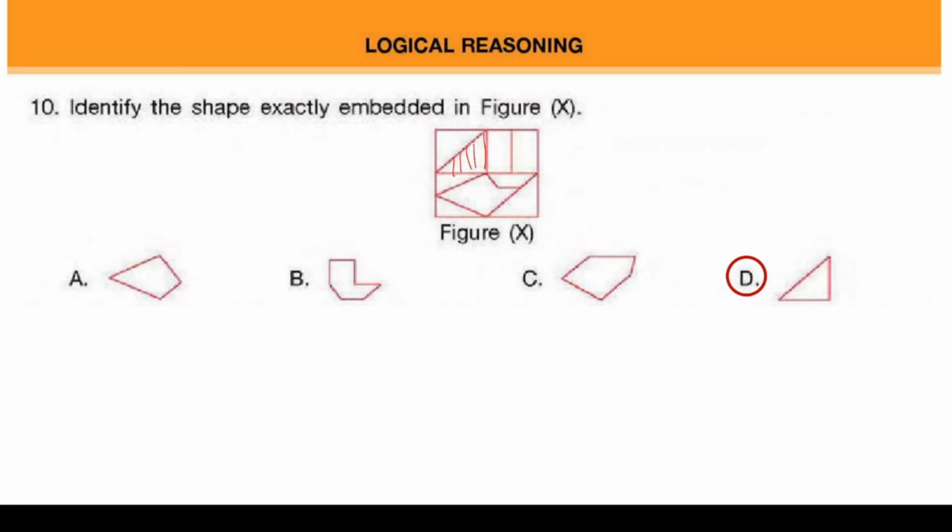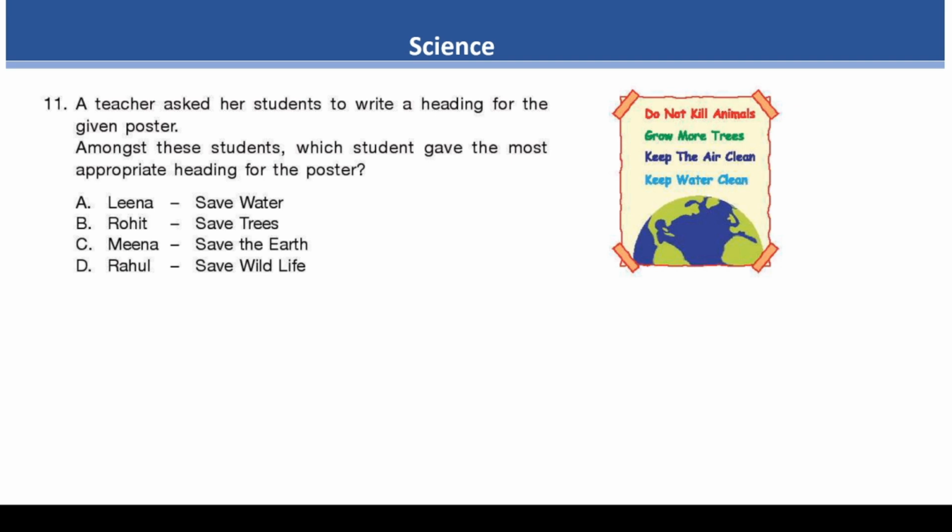Well done with the logical reasoning. Let's head to the science section. The first question here is, a teacher asked her students to write a heading for the given poster. Here is the poster. Among these students, which student gave the most appropriate heading for the poster? Try to see the poster and choose your right answer.